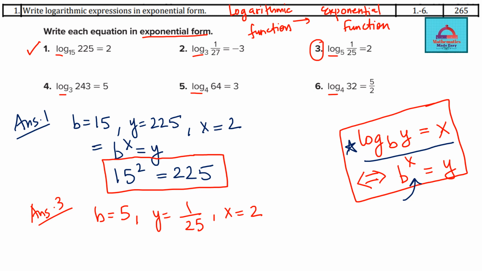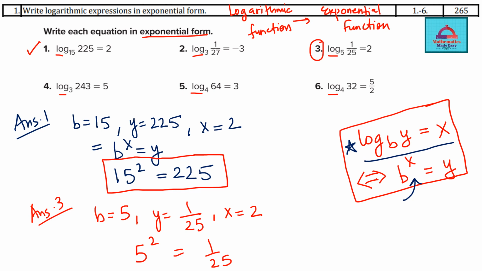So let's use the same formula, b to the power x equal to y. So base to the power x, which is here given to be equal to 2, comes out to be equal to your y. So what is the value of y here? It is 1 over 25. Okay, so that is the expression.